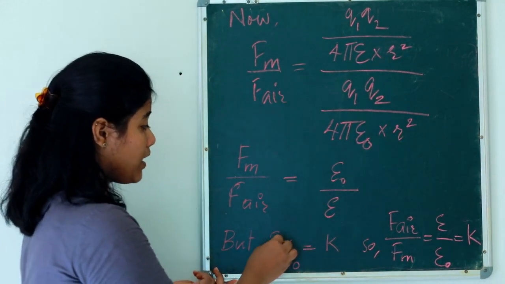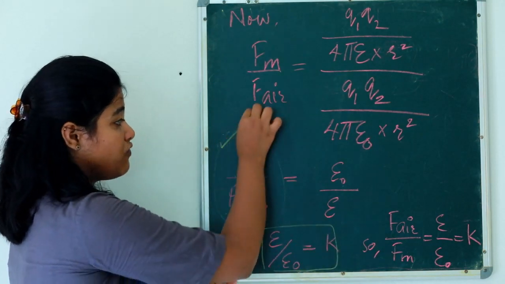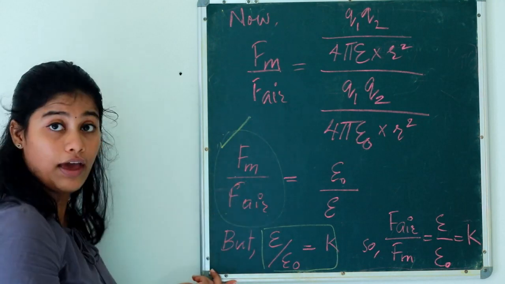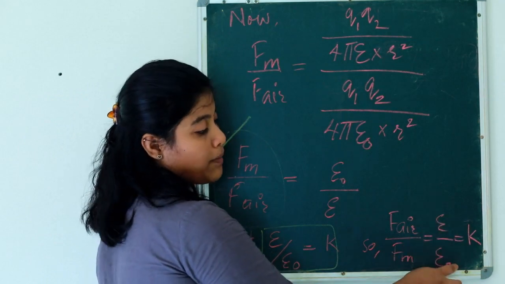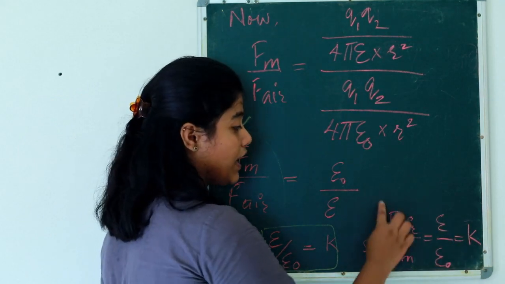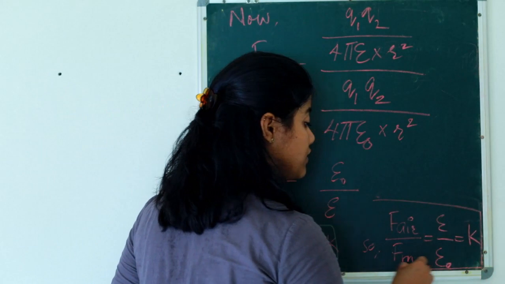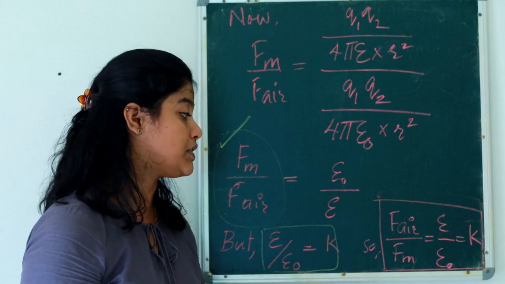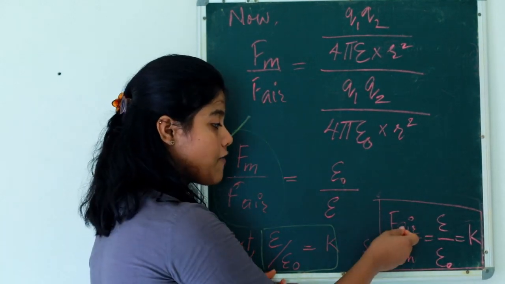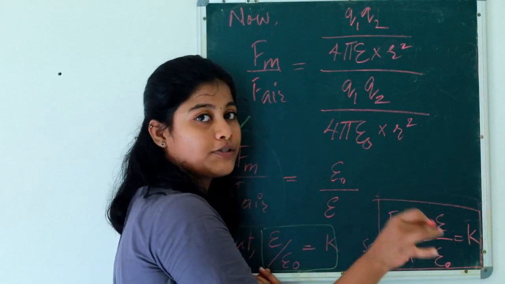So in order to put this in the proper format, we have to invert this relation, that is F medium by F air becomes F air by F medium, which is equal to epsilon by epsilon 0, which is equal to K. This is the relation of the dielectric constant with the electrostatic force between the 2 point charges when kept in a medium and when kept in air. So that is F air by F medium is equal to epsilon by epsilon 0, which is equal to K or epsilon r.